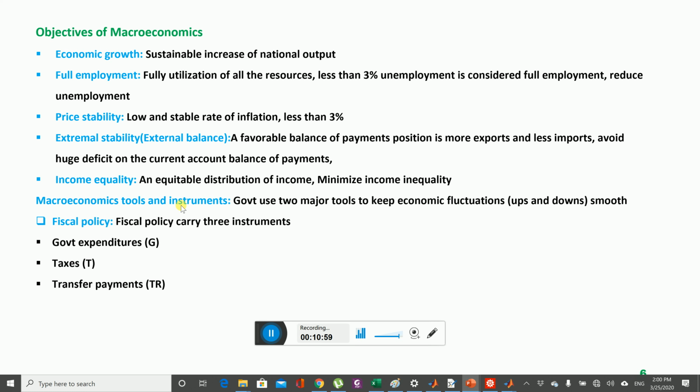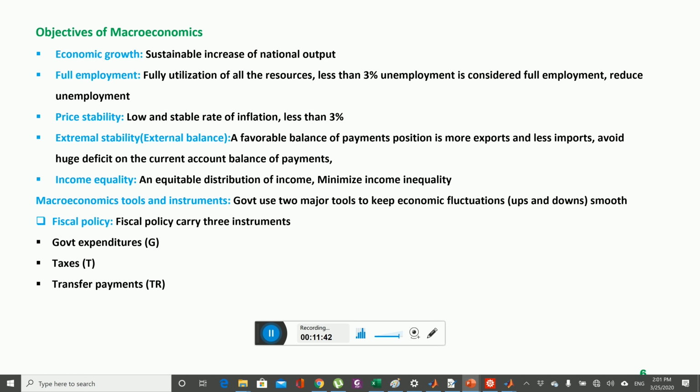Now we are coming toward the macroeconomic tools and instruments. Macroeconomics carries two major powers or tools that the government uses to stimulate economic growth or to decrease economic growth. One is fiscal policy and the other is monetary policy. The government uses two major tools to keep economic fluctuations, meaning ups and downs, in check. Fluctuations mean increase in economic activities and decrease in economic activities. The government controls this fluctuation using the two powers, fiscal policy and monetary policy.